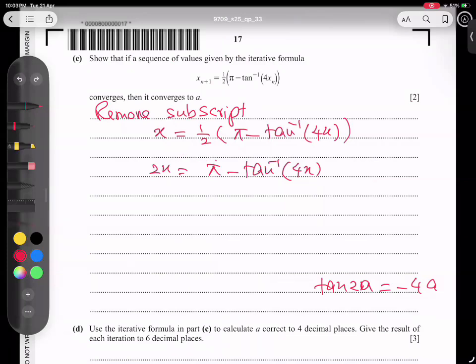Or another choice we have. Better to bring tan inverse here and pi on the other side. So I can say tan inverse 4x and pi minus 2x. Now I can bring tan inverse, because when we bring it here alone, keeping the angle here, tan inverse becomes tan.